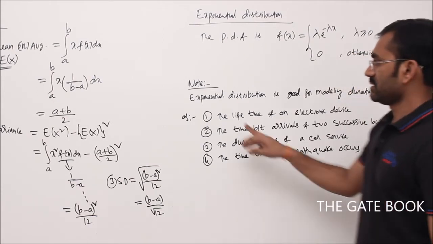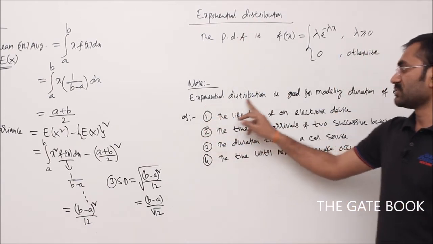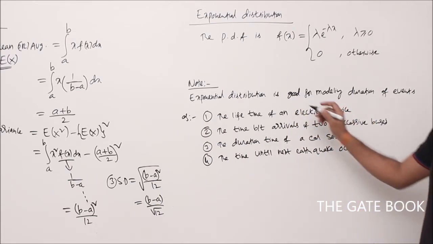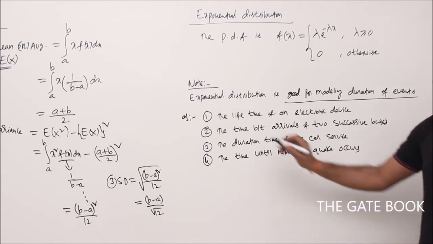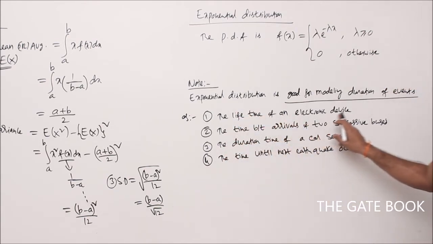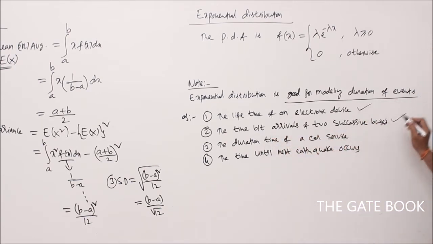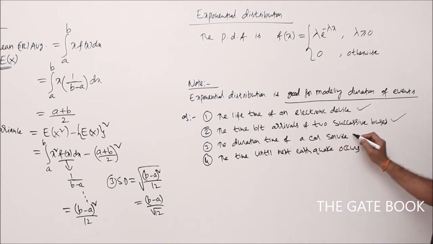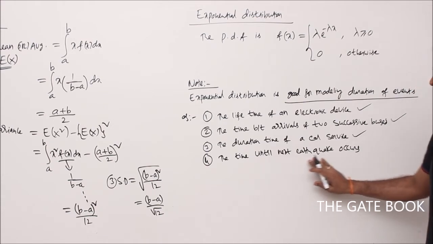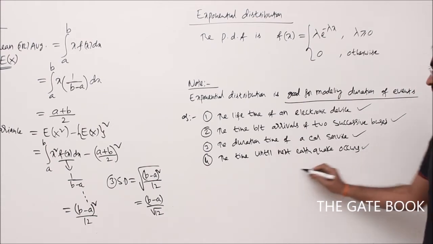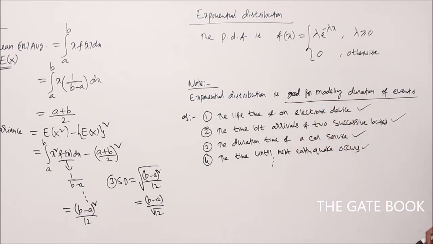Now, the importance of exponential distribution. It is good for modeling duration of events. See, I am giving examples here: the lifetime of an electronic device, the time between arrivals of 2 successive buses, the duration time of a car service, the time until the next earthquake occurs, and so on. Like that, it is good for modeling duration of events.